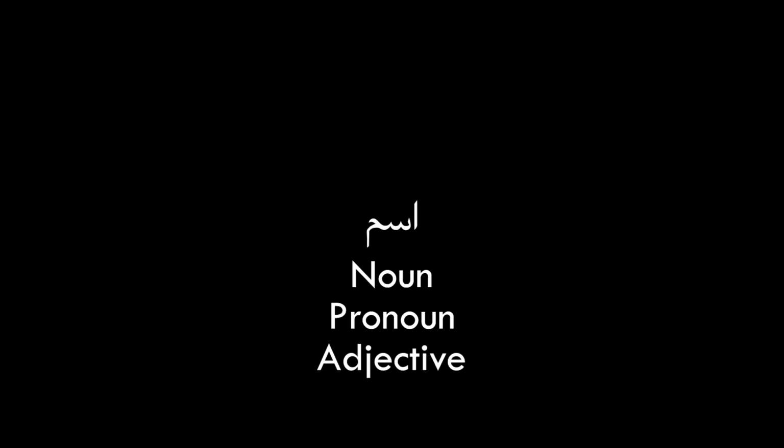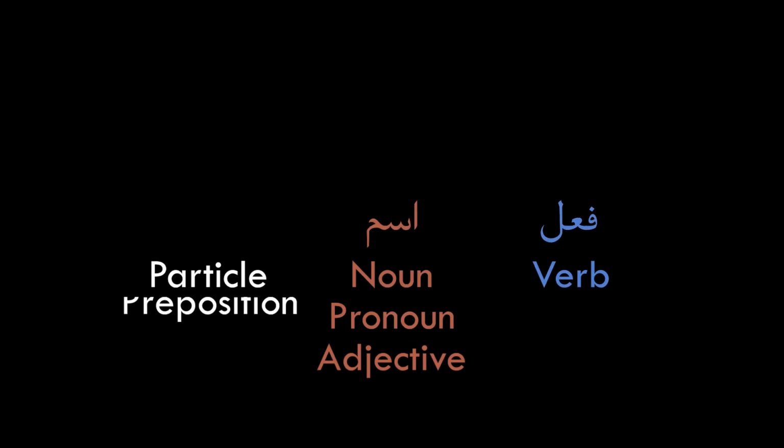A quick reminder from the last lesson. I refer to any noun, pronoun, or adjective listed under ism by this red color, and to any verb listed under fi'l by this blue color, and finally to any particle or preposition listed under harf by this green color.